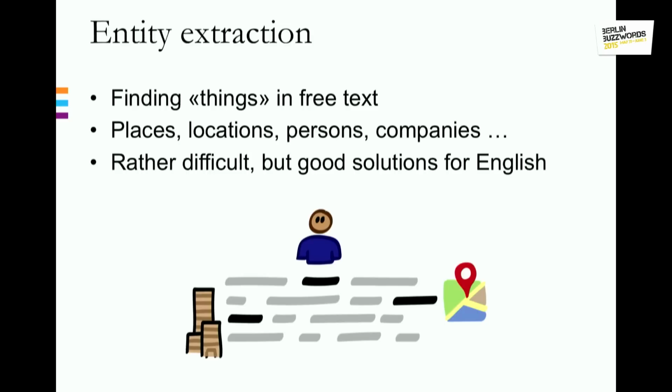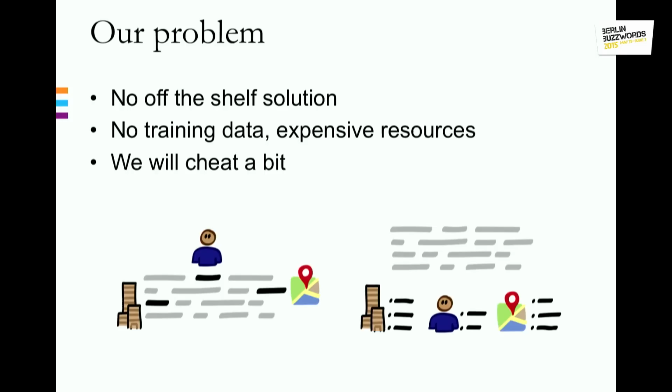For us, that's not very comforting, because we have languages besides English that are not really covered. There's no training data of this sort to build a machine learning solution. And also, you need a lot of entity lists, gazetteers, public indexes, or whatever. These can be hard to obtain, actually.